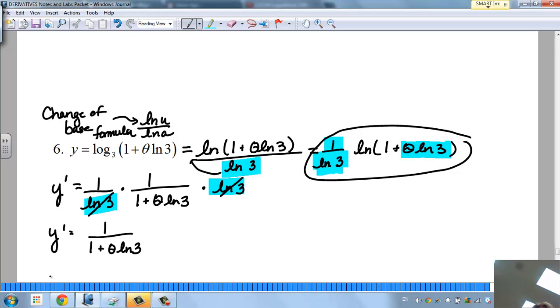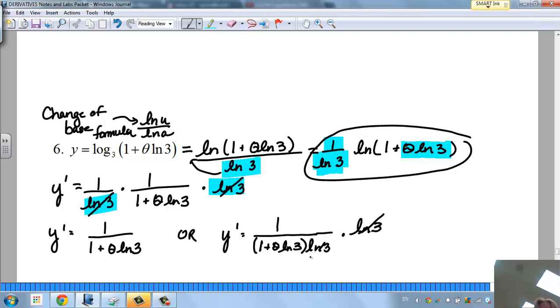Okay? Now if you use the derivative of log, okay, so I'm going to put a big "or" here. So the derivative of log, that would be 1 over, so y prime would be, just to show you how this works, 1 over u, which is 1 plus theta natural log of 3, and then you're going to do the times the natural log of 3, which is your base, times the derivative of the inside, which is natural log of 3. So those would cancel right out, and I would end up with the same answer.